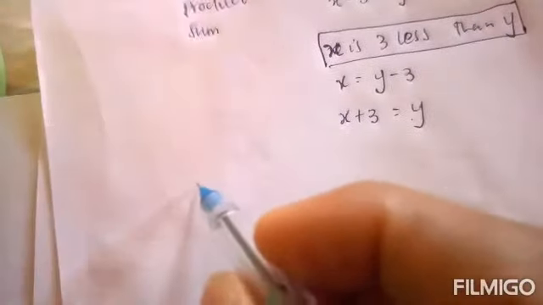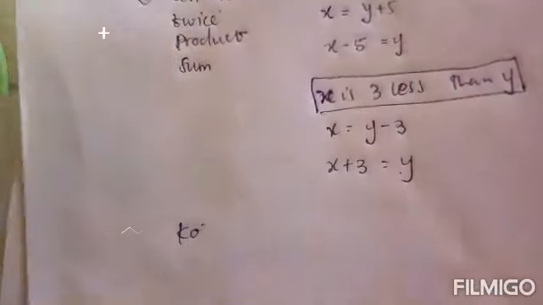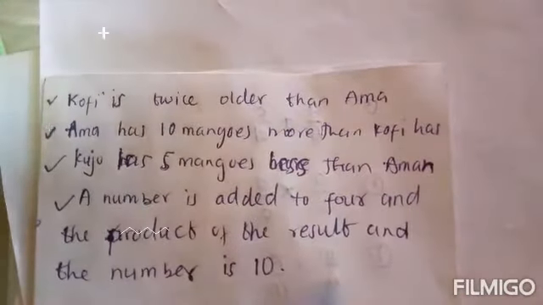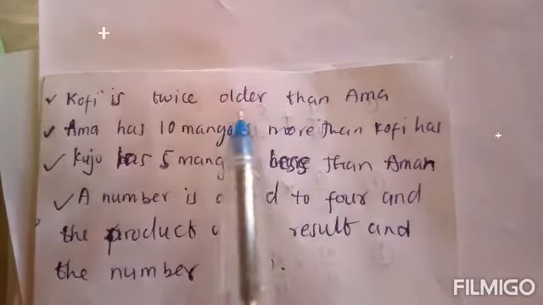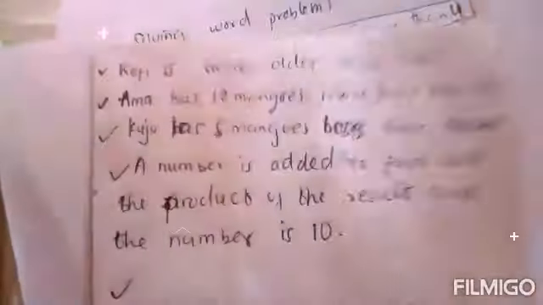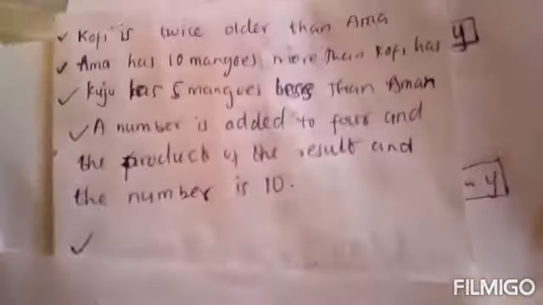Let's express these statements algebraically, and then I'll come to the end of the lesson. Okay, we are expressing these questions algebraically. Kofi is twice older than Amma. So Kofi is twice older than Amma. How do you do it?